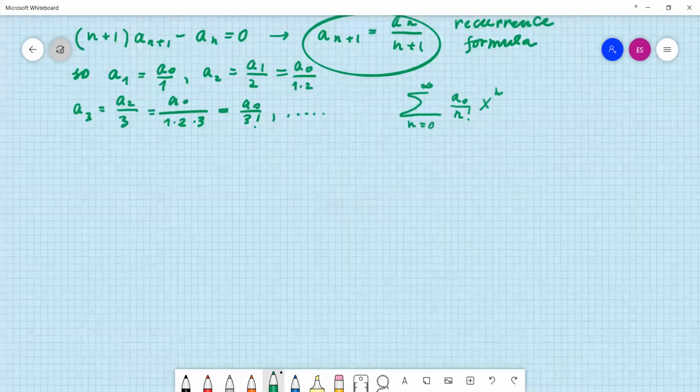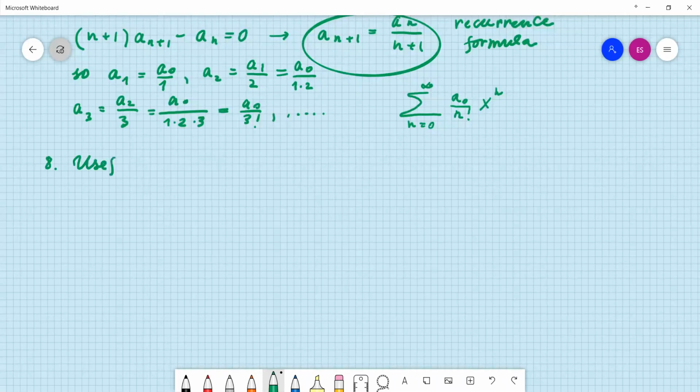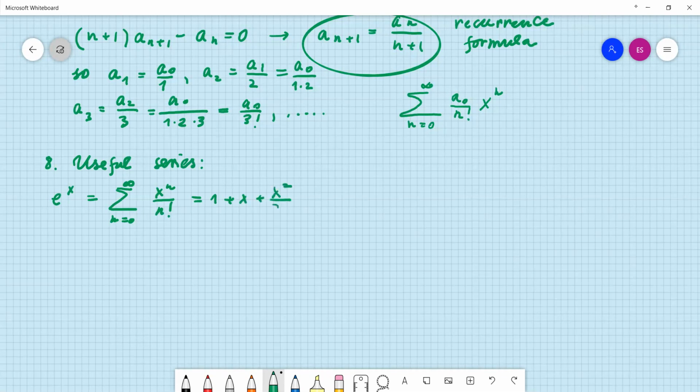Okay. Number 8, useful series. The series which you probably want to remember: e to the power of x, in sigma notation, x to the power of n over n factorial, n from 0 to infinity, or 1 plus x plus x squared over 2 factorial plus x cubed over 3 factorial, and so on.